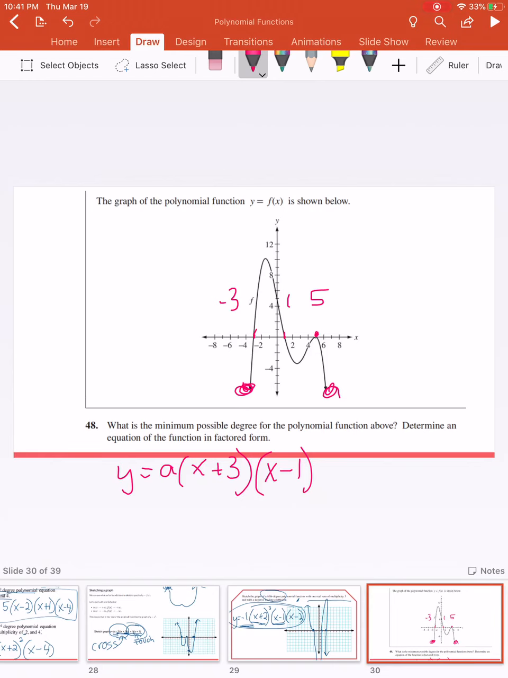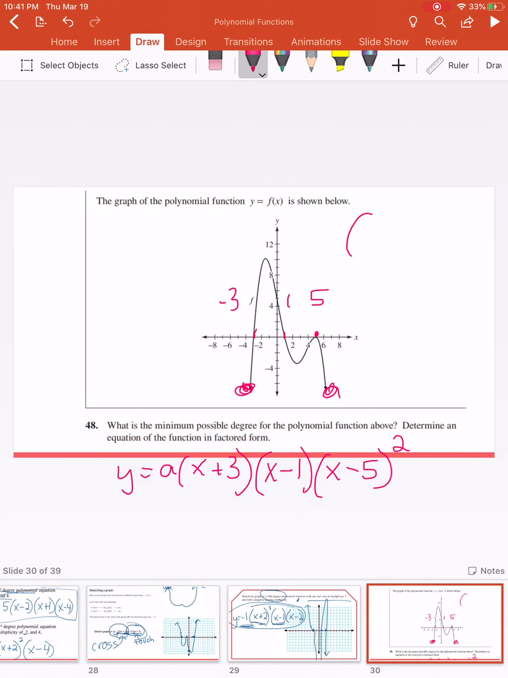Again, it has a multiplicity of 1, which means the degree of my factor will be 1. Lastly, I have a 0 at +5, which means I will have a factor of x minus 5. Because this has a multiplicity of 2, however, the degree of my factor will be 2. So now that I have this written out, I need to find my a value. To find my a value, I could use any point on the graph. However, I'm going to use my y-intercept because it's a clear point on this graph.